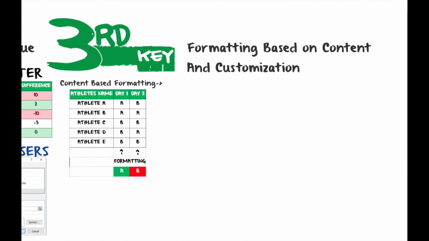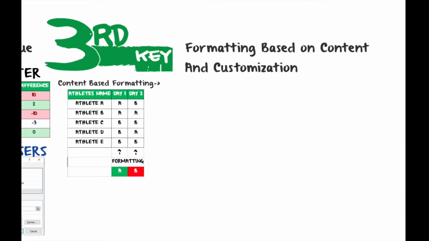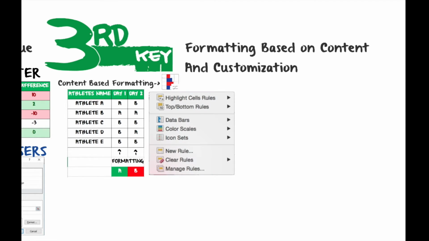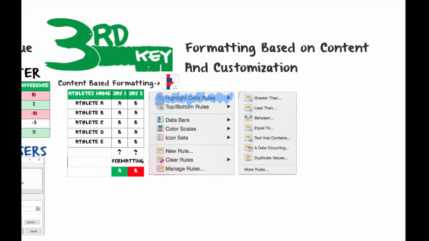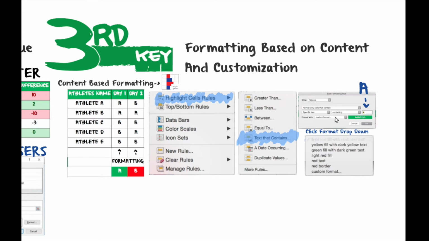Now the third and final key is to format the text based upon specific text and customize the format the way you see fit. Now repeat the same process as before. Click the icon, go to highlight rules. If you haven't already guessed by now, you can see the text that contains option. Click that. Now enter the value you want Excel to recognize and then click on the format rules drop-down menu. This time select custom format as your option.